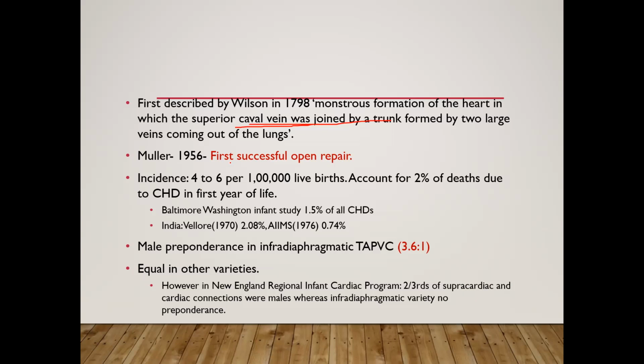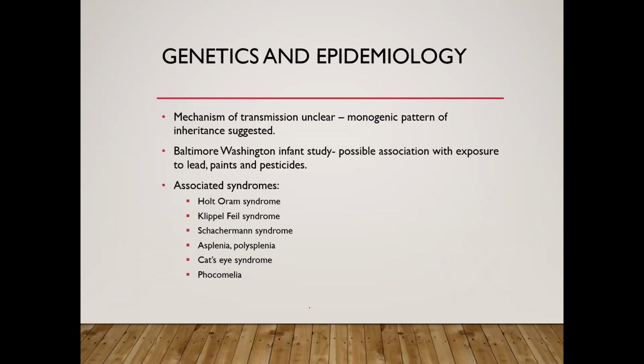Incidence is 4 to 6 per 1 lakh live births. It accounts for 2% of deaths due to CHD in the first year of life. In one study, it is 1.5% of all CHD. In an Indian study, it's around 2.08 and 0.74. There is male preponderance in infradiaphragmatic TAPVC, around 3.6 to 1, and equal in other varieties. However, in the New England Regional Infant Cardiac Program, two thirds of the supracardiac and cardiac connections were males, whereas in the infradiaphragmatic variety no preponderance was there, which was opposite to the previous one.